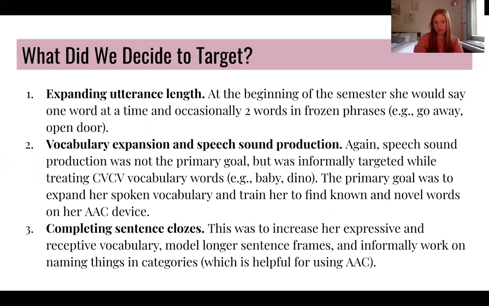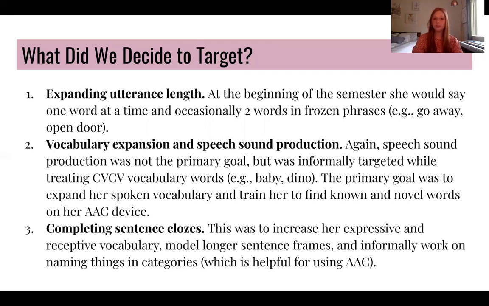The second one was vocabulary expansion and speech sound production. So to reiterate, speech sound production was not the primary goal, but it was informally targeted, which I mentioned last week. Sometimes if there's something that a parent wants, there's a way that you can sneak it in to go along with a real target, a real goal, but it's not something that you really take data on or focus on, but it's something that can kind of benefit alongside the main goal. So in this case, the speech sound production was kind of targeted when we worked on vocabulary expansion.